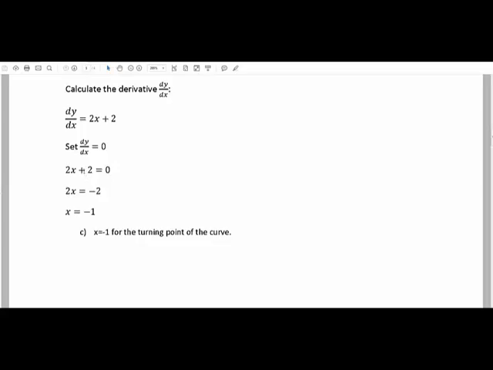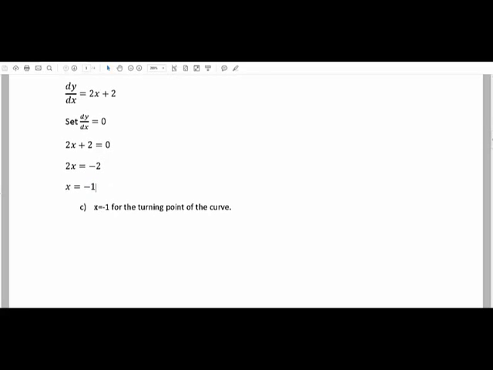Now we solve this equation. 2x plus 2 is equal to 0. Move plus 2 to the right side, becomes minus 2. Divide both sides by 2. 2x divided by 2 is x. Minus 2 divided by 2 is minus 1. So x is equal to minus 1 for the turning point of the curve. Okay, so that's another way of finding the x value for the turning point.